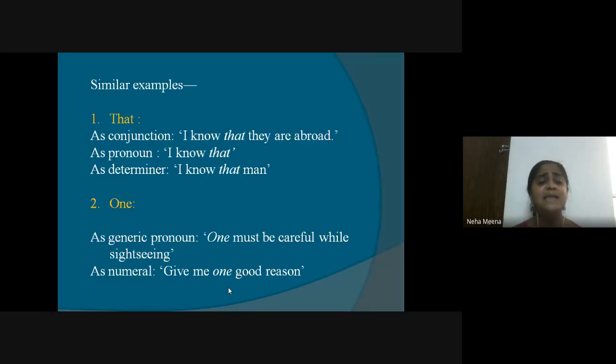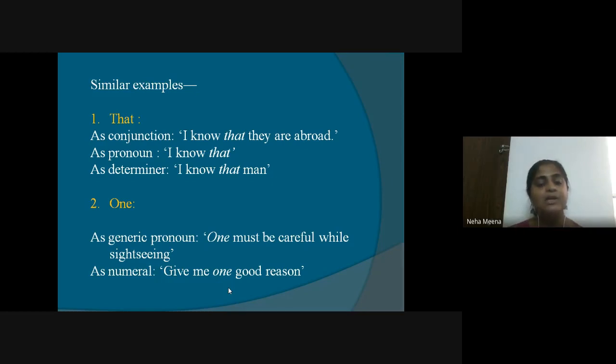Now, similar examples when we talk about "that". The word "that", as I've told you, can also be used as a relative pronoun. The first example is for conjunction. I know that they are abroad. So that is a subordinating conjunction.